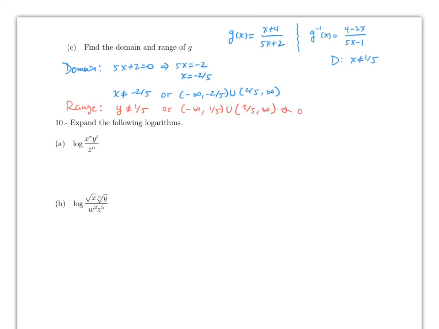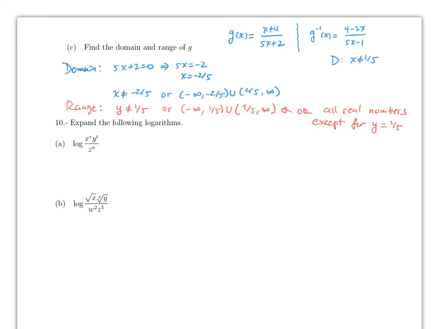Or you can say all real numbers except for y equals 1/5. And you can say the same thing for this one, all the real numbers except for x equals negative 2/5. So you had three ways to write it: this way, this way, this, or this.